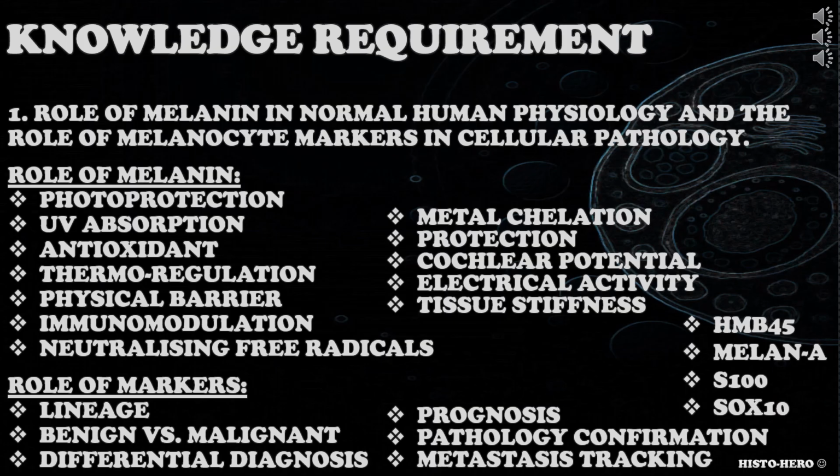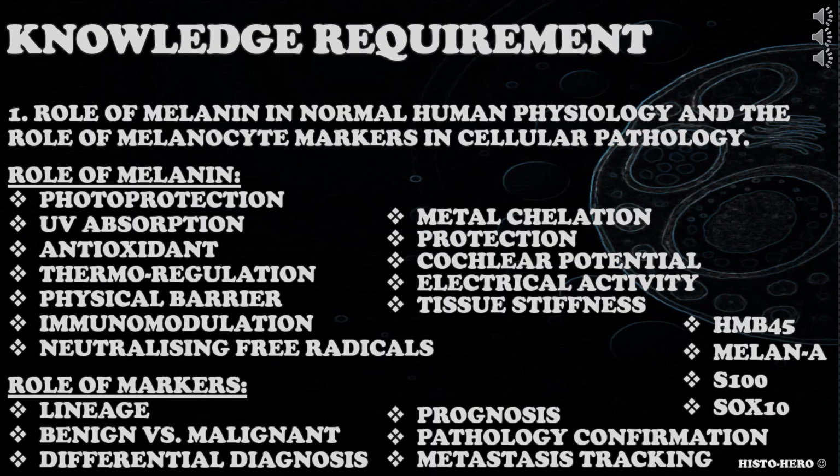The first knowledge requirement is role of melanin in normal human physiology and the role of melanocyte markers in cellular pathology. Candidate needs to have the knowledge and understanding about melanin and melanocyte markers. You could ask the candidate to explain what is melanin, to list roles of melanin in normal human physiology, to explain the role of melanocyte markers in histology, to name examples of melanocyte markers.